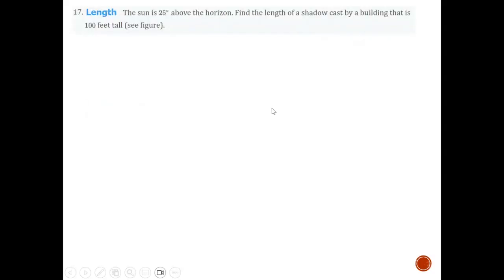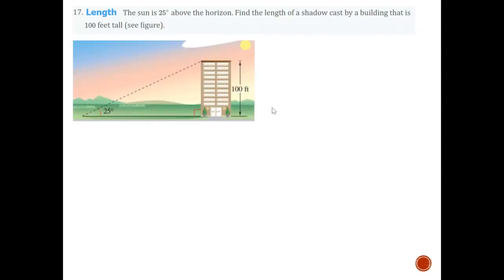Okay, now, this is number 17 from the book, again, from the homework. It says the sun is 25 degrees above the horizon. Find the length of a shadow cast by a building that is 100 feet tall. See the figure. Okay. So in other words, guys, there's your sun, there's your angle, and you're looking for this out here, guys. This is a shadow that it creates. Okay.